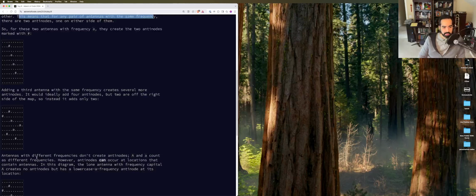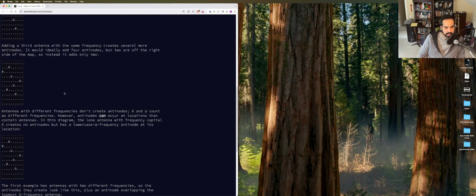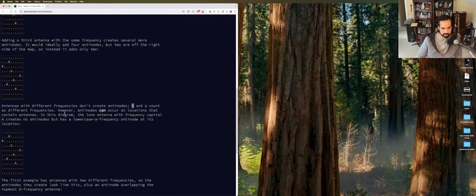Okay. And I don't know what that sentence means, but it seems like antinodes happen on either side, equidistant from, with the same distance as this. Something like that? Okay, antennas with different frequencies don't create antinodes. a and A count as different frequencies. However, antinodes can occur at locations that contain antennas. In this diagram, the lone antenna with frequency capital A creates no antinodes, but has a lowercase a frequency antinode at its location. Yeah, we just saw that up here.